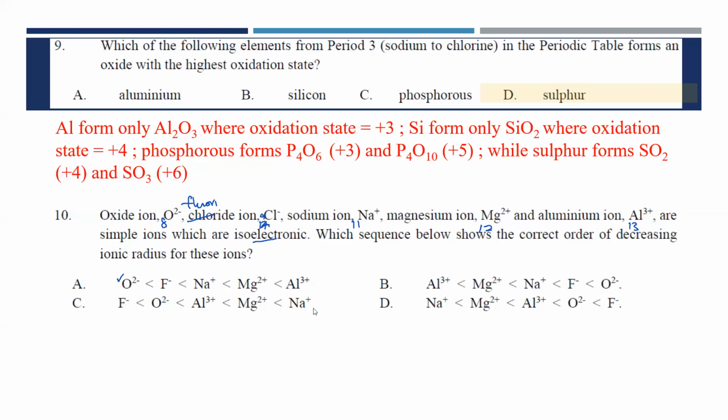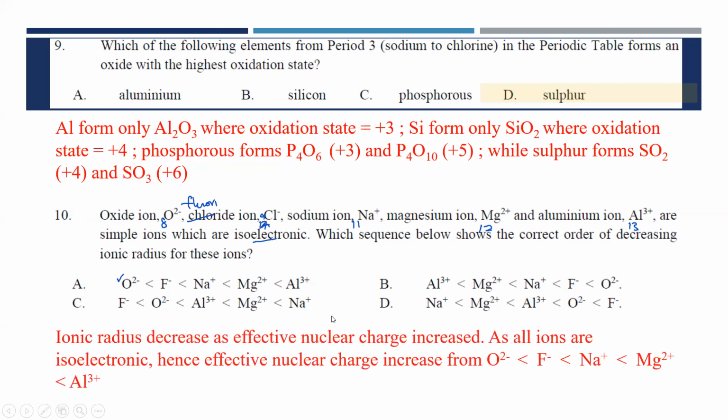But let's have a look at the following solution. So followed by chloride ion, sodium ion, magnesium ion, and finally aluminium ion. Okay, so the best answer in here will be A. So that is how you solve for question number 10.